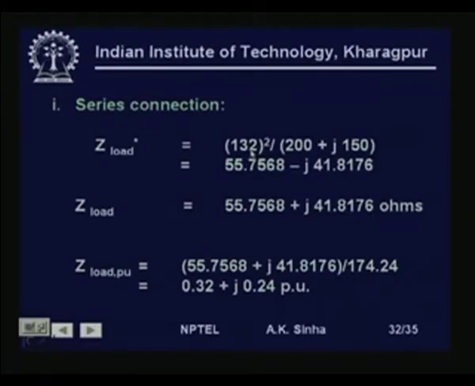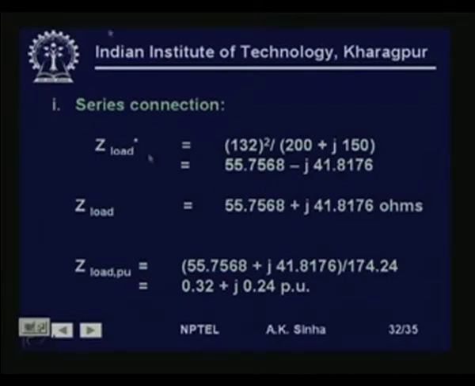We know that S is equal to V I conjugate. So, I conjugate will give you V by S, and therefore, if we take V square by S, we get Z load conjugate, because 132 kV is the voltage level at that point and this is the load. Therefore, the load impedance turns out to be 55.7568 minus j41.8176. This is Z load conjugate. The star is indicating this is the conjugate value.